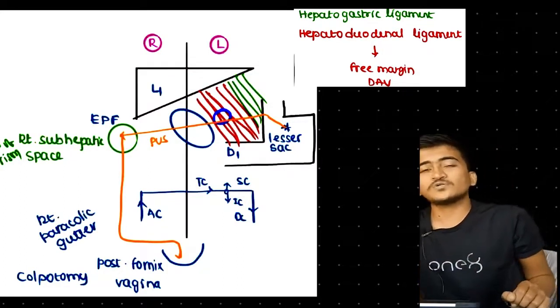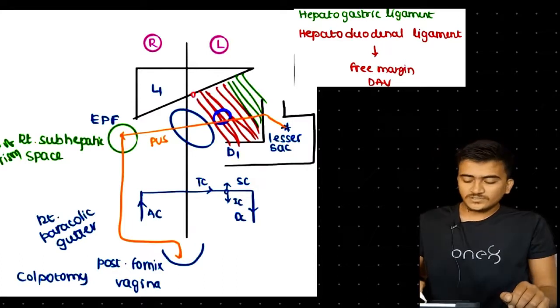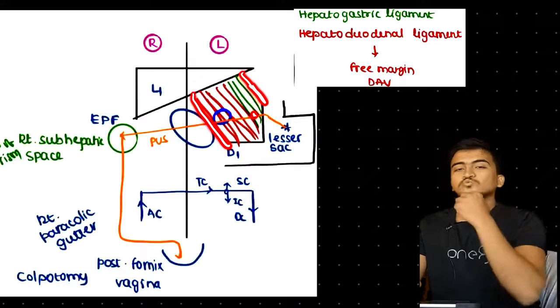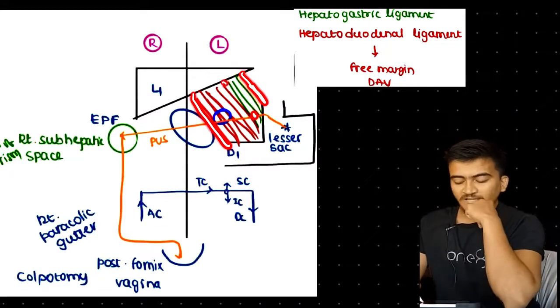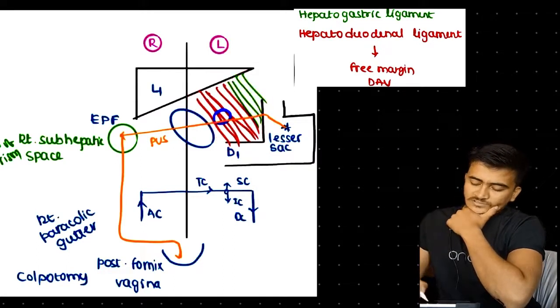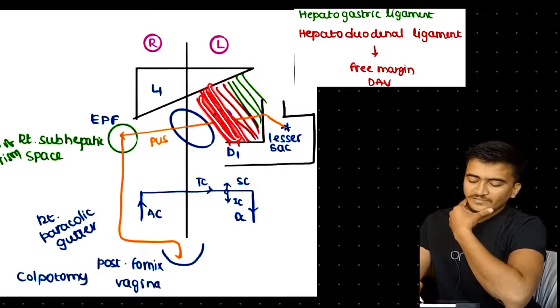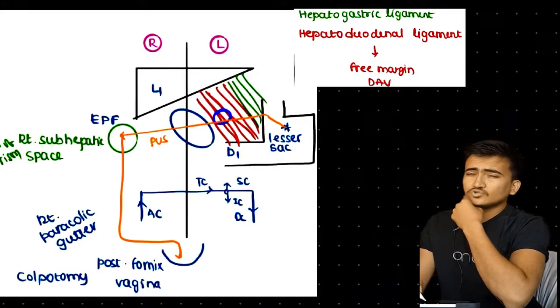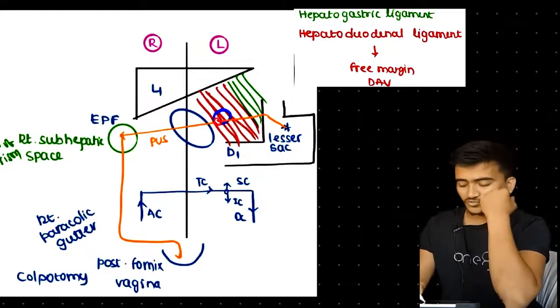Omental. It is connected by lesser omentum. What is this? This is all lesser omentum. And we say that lesser omentum has two ligaments. One is the hepatogastric ligament and another is the hepatoduodenal ligament, right? And we said that the hepatoduodenal ligament is the structure that consists of DAV structures.